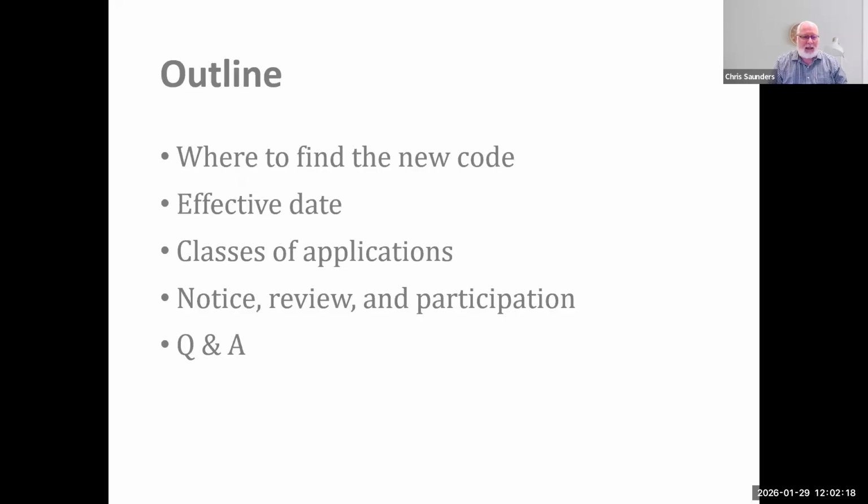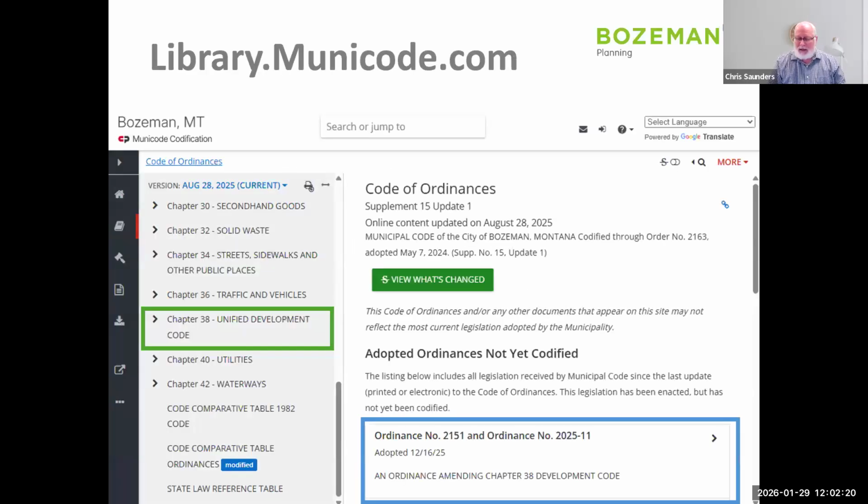There's been some changes in the last little bit. The city now has posted on its Unicode website, as outlined in blue, the new UDC, and outlined there in green is the code that we've been living with for a while. It's going to take a little time for Unicode to codify this and get it all queued up and ready to go with the online version in the standard format we're accustomed to. So until that happens, you can find the UDC there in the area outlined in blue.